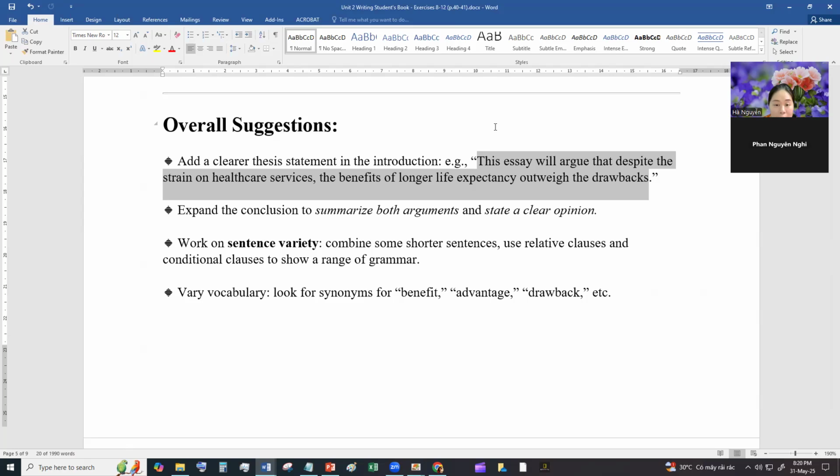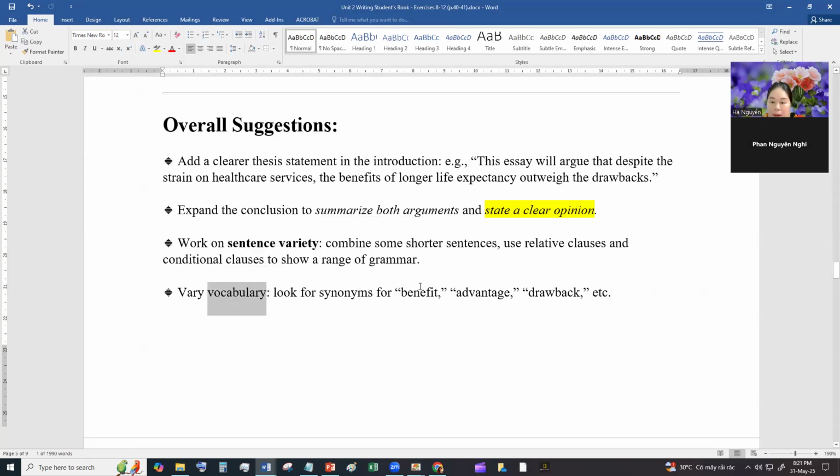Okay, and in the conclusion, you can mention the advantages and the disadvantages, but then you need to summarize both arguments and remember, state a clear opinion. So do you think the benefits, the advantages are more impactful, more significant, or is it the other way around? Okay? And work on sentence variety and vocabulary variety.